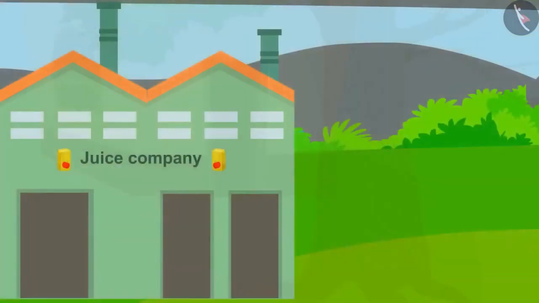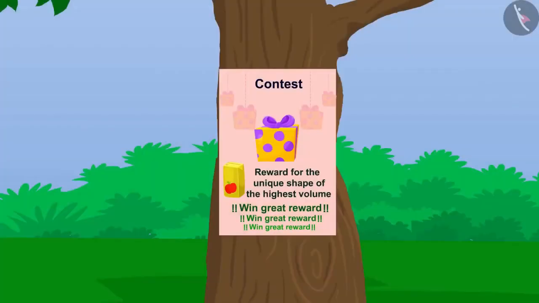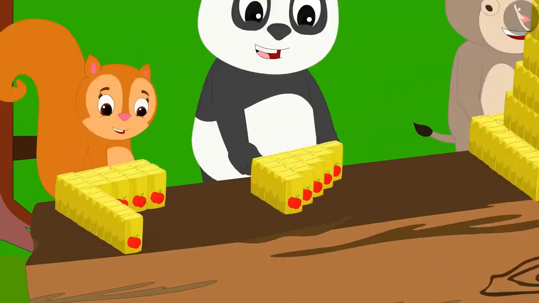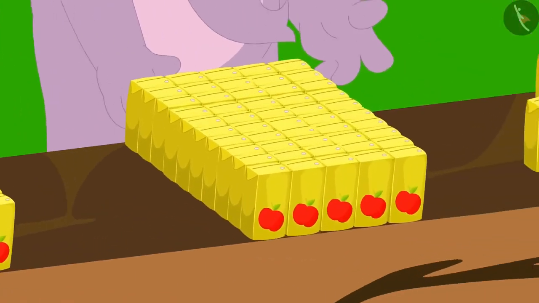A new company has started production of juice in Champapur. This company has advertised that people of Champapur will have to make a unique shape using juice cartons. Whoever makes a shape of the juice carton having the highest volume will win the prize. All the villagers made different sizes using juice cartons.